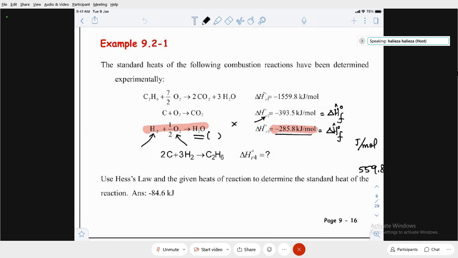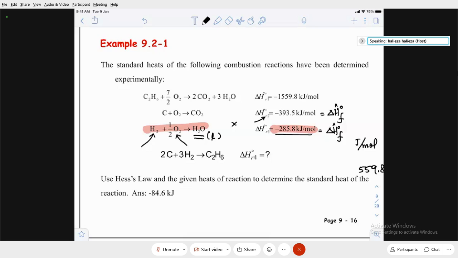It should be written as liquid. Your water is liquid. It makes a lot of difference because there are two different values when liquid water is being formed or water vapor is being formed. The values of the heat of formation are not the same. So it's very important that you list it down as liquid or vapor. It should be written down.